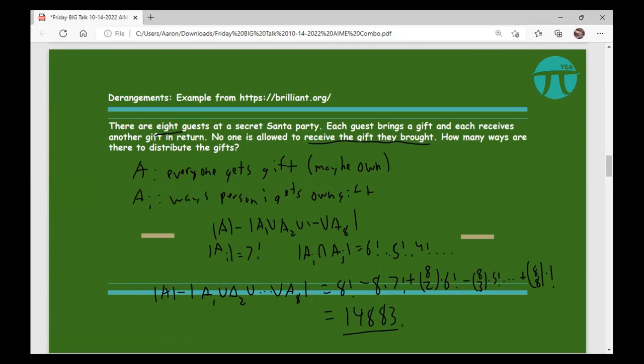And just a fact related to the name here: this whole problem is basically just derangement. A derangement is a permutation where the order of the values in a set is changed around, such that no objects stay in the same place. And so what we found here is the number of derangements of 8 objects.